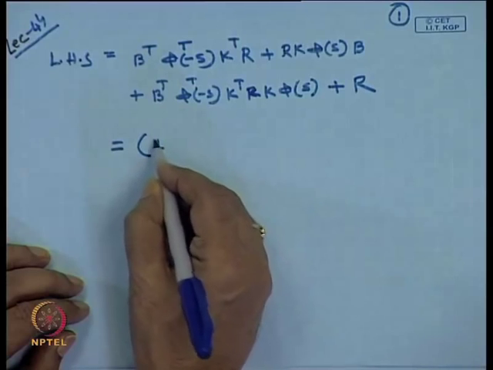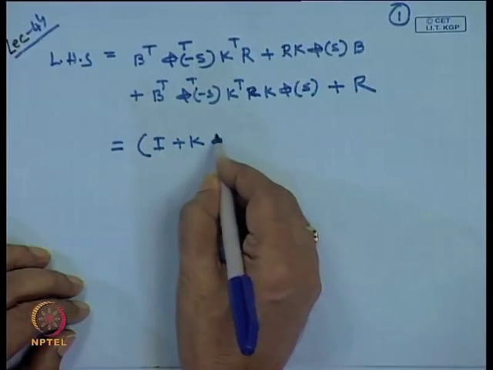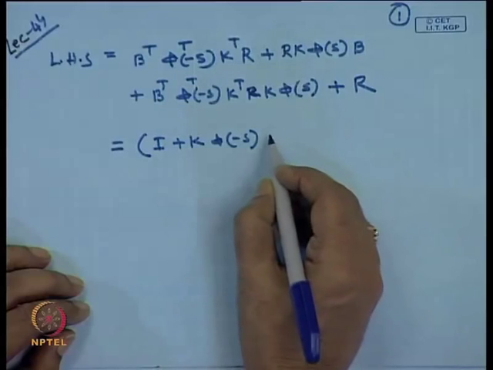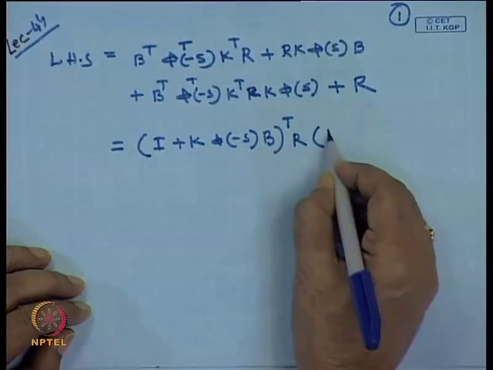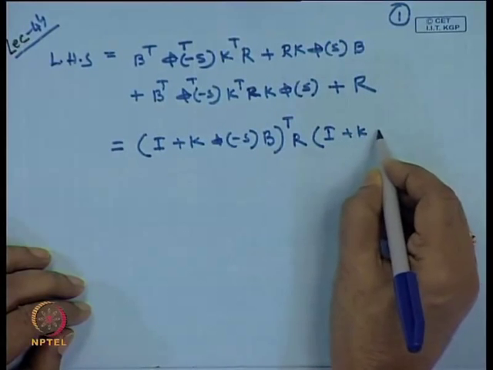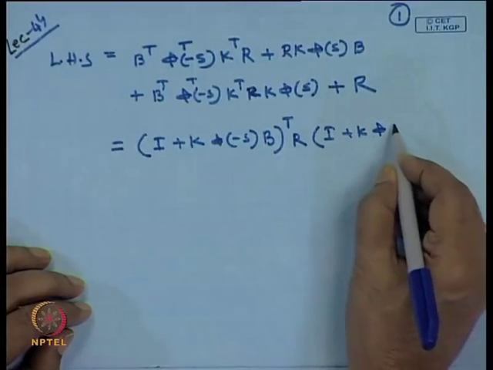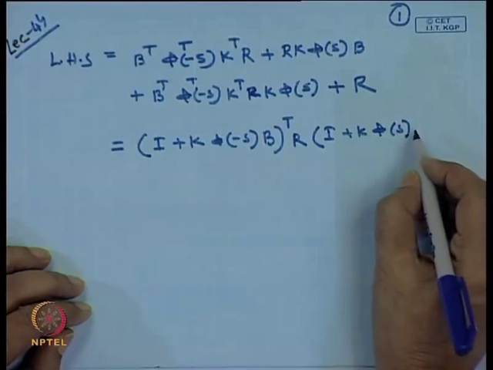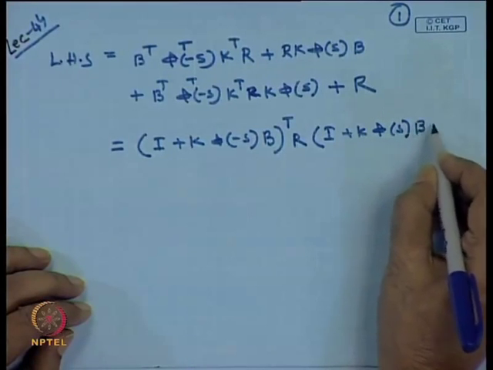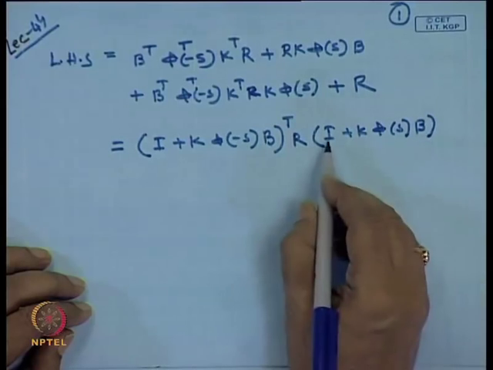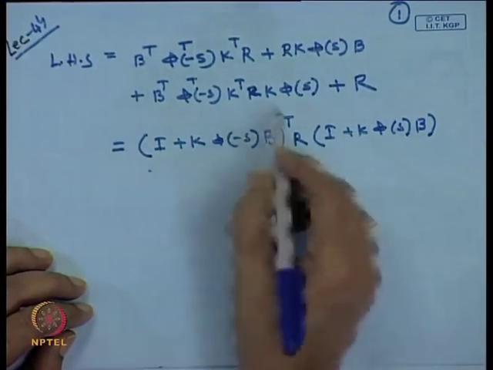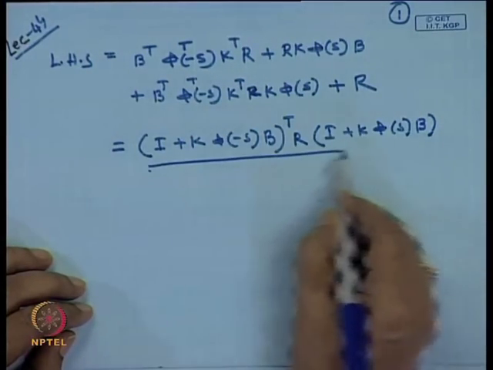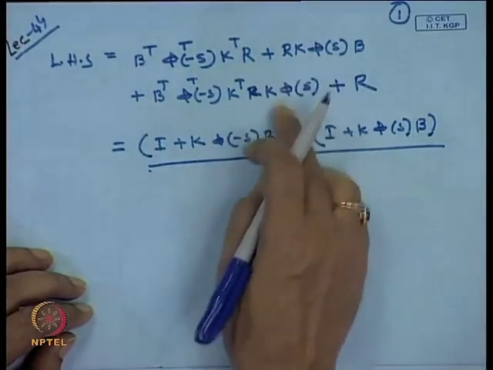This can be factorized this way: I plus K phi minus S B whole transpose R into I plus K phi S, agree? Phi S into B, K phi S minus phi S B whole transpose R this. So this can be factorized this way. You just expand this one and you will get this one.